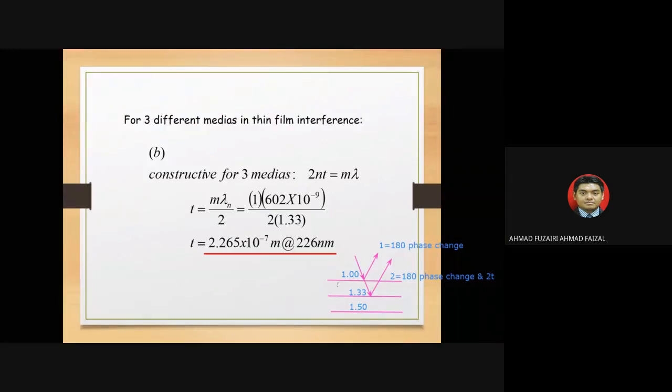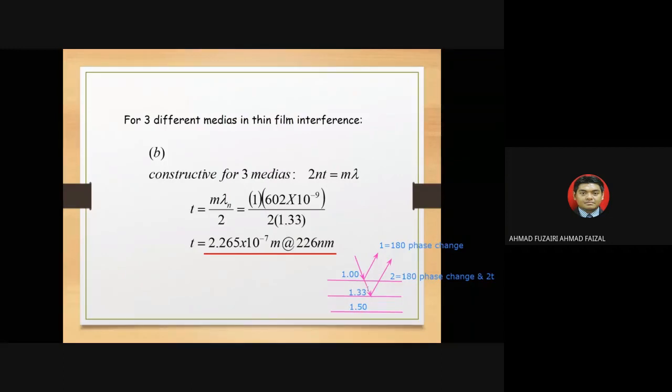This is the first medium, second medium, and third medium. So this is the refractive index for the first medium. Second medium is our thin film, and this is the refractive index for the third medium. From here, when this incident ray reaches the upper boundary of the thin film, upon reflection, the reflected ray will experience 180-degree phase change because this particular incident ray is heading towards the medium with a higher index of refraction.